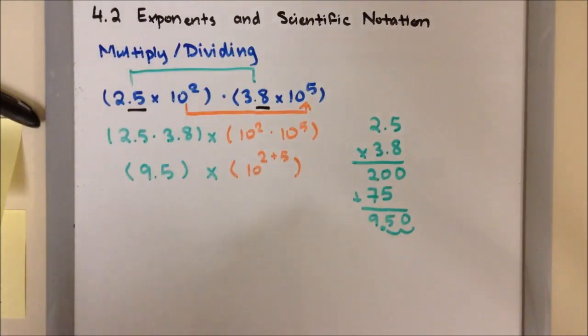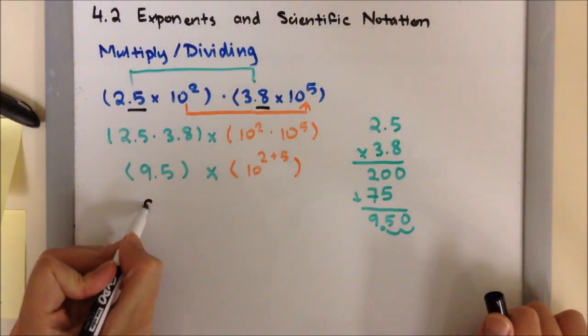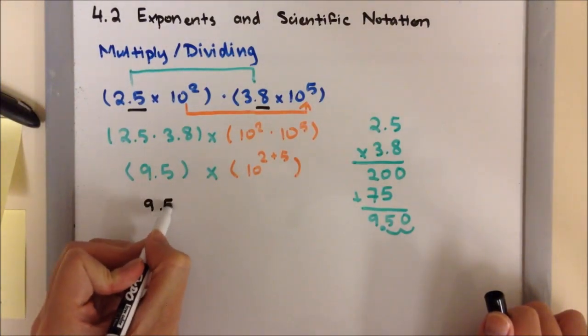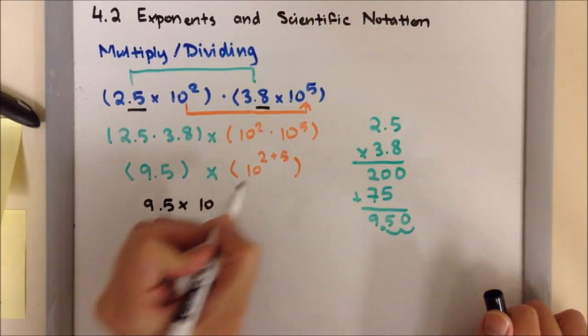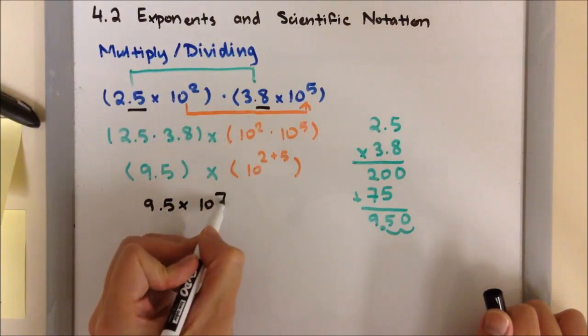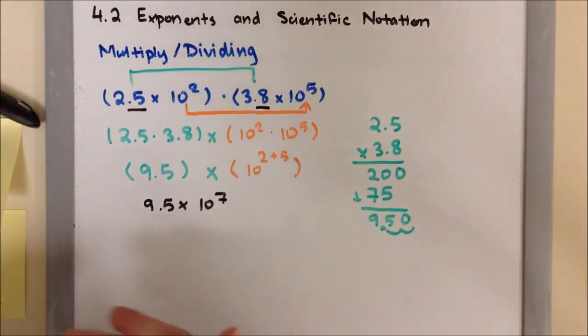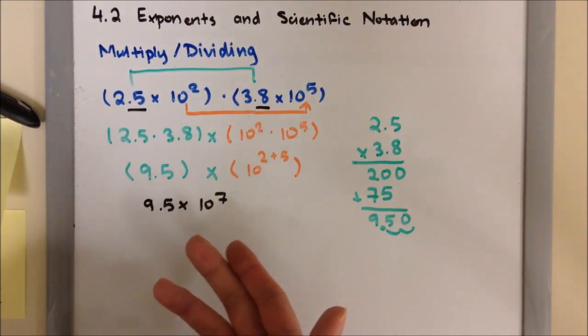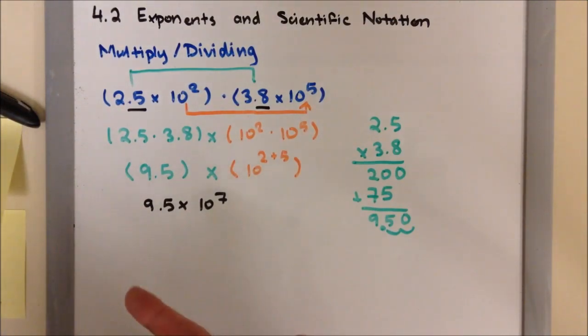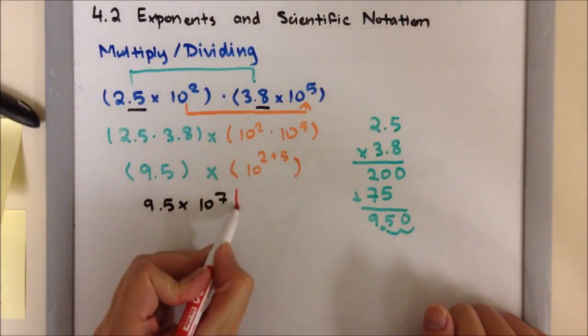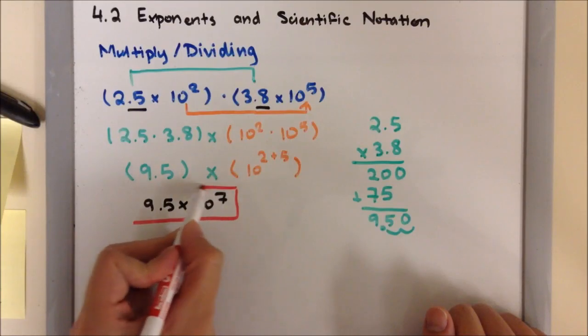We're pretty good. So what we're going to do now is I'm just going to bring down 9.5 times 10 and add the exponent, which is 7. So I've basically multiplied together 9.5, again between 1 and 10, and it has 1 decimal place. So this is our final answer.